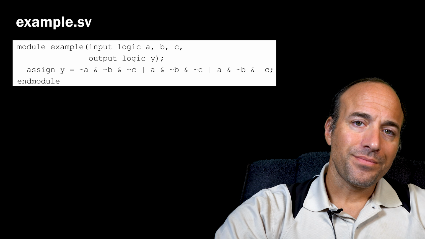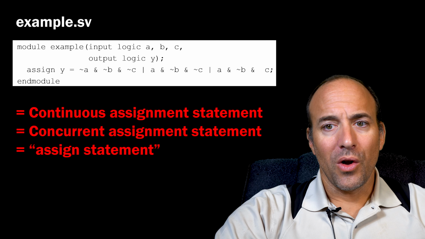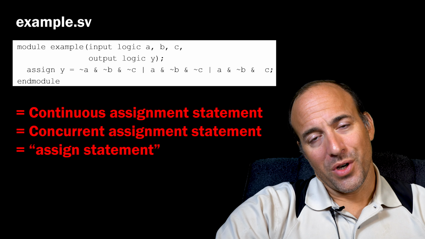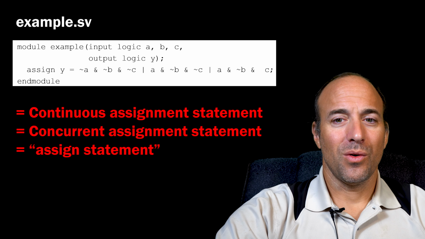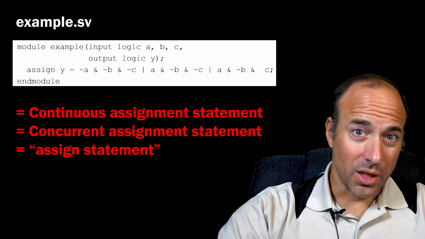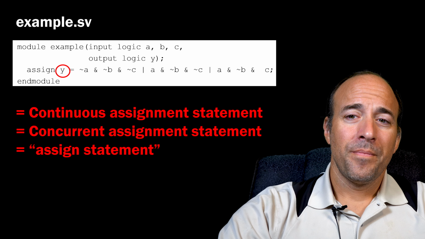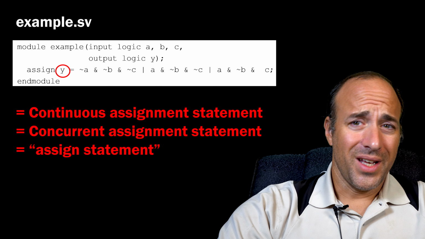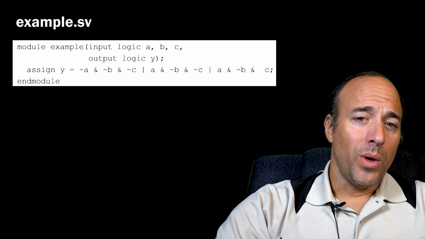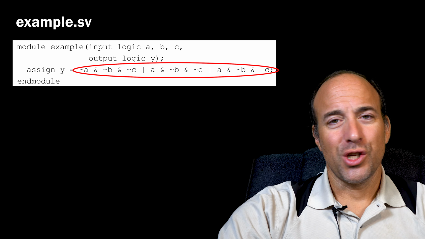After the module line, we have an assign statement, which is also called a continuous assignment statement or a concurrent assignment statement. So sometimes I'll refer to it as an assign statement or a concurrent assignment statement. This statement executes concurrently, meaning that the value on the left-hand side of the equal sign in the assign statement will update automatically when any of the values on the right-hand side change state, change values.